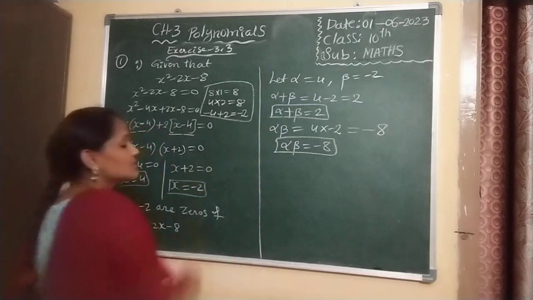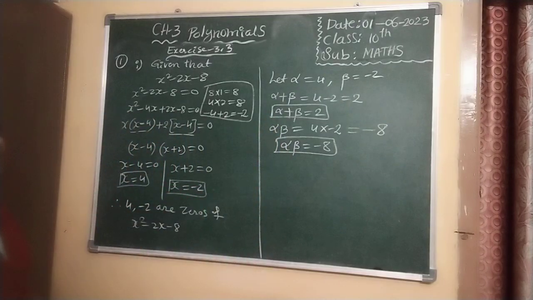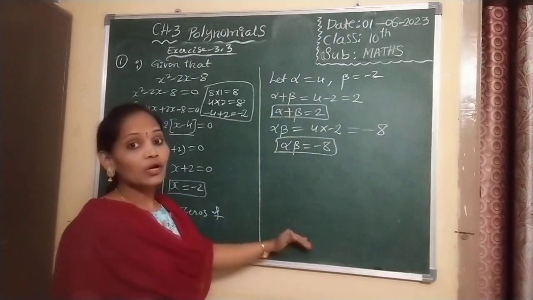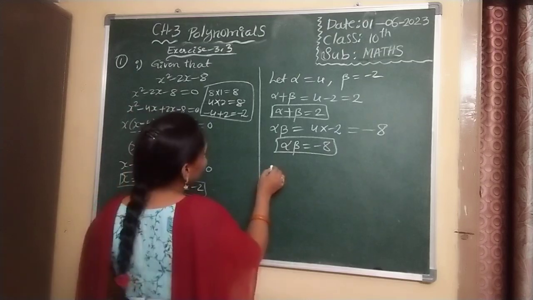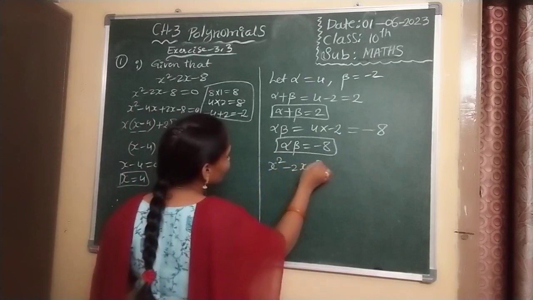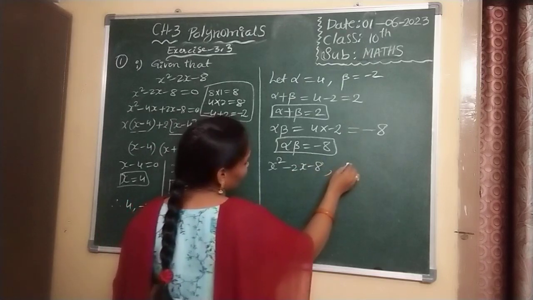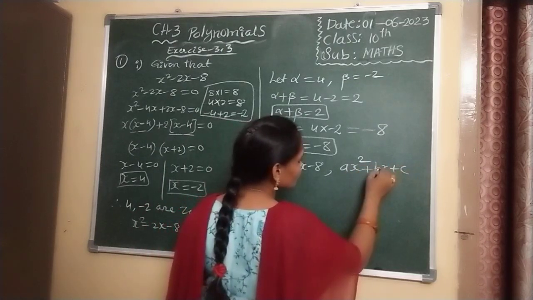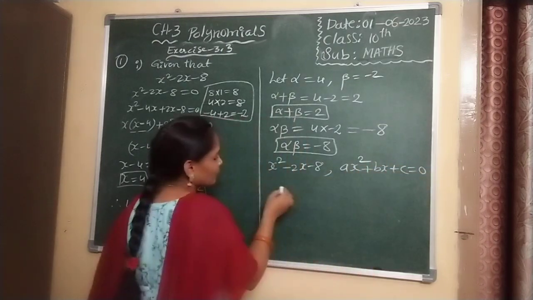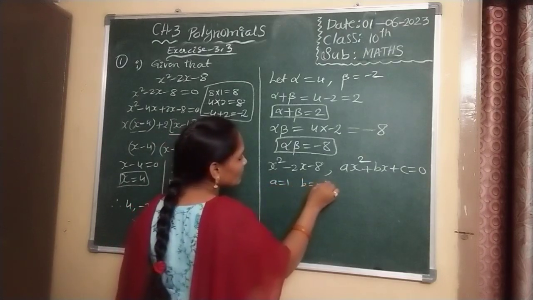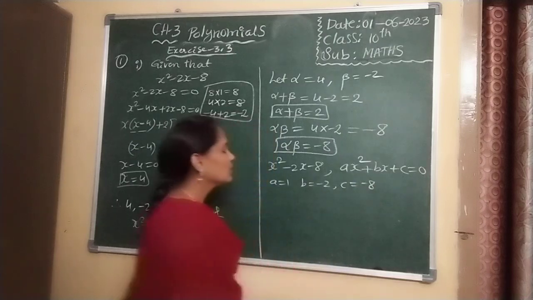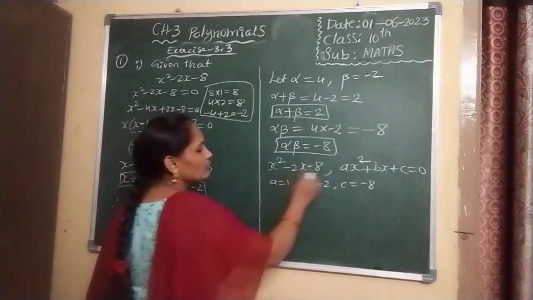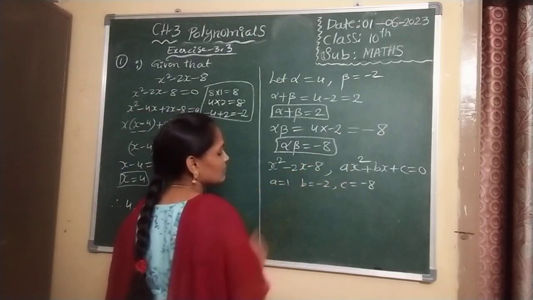So will we get the same by using the formula also? That we should verify. These are the zeros and we should verify with the coefficients also. Let us take the given quadratic polynomial and compare with the general polynomial. General quadratic polynomial, what is that? ax square plus bx plus c. Okay. Now, a is equal to 1, b is equal to minus 2, c is equal to minus 8. Here the ax square plus bx plus c form is there, no? If you compare with this general form, you will get these a, b, c values.